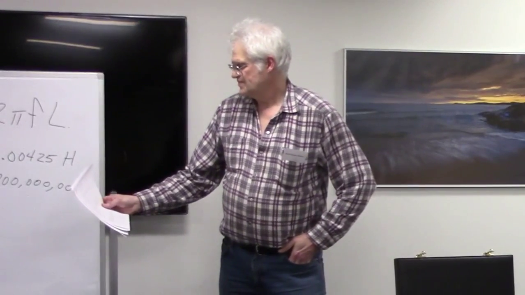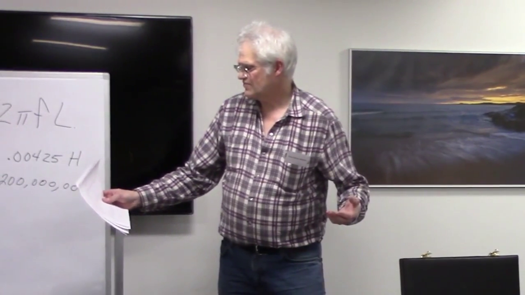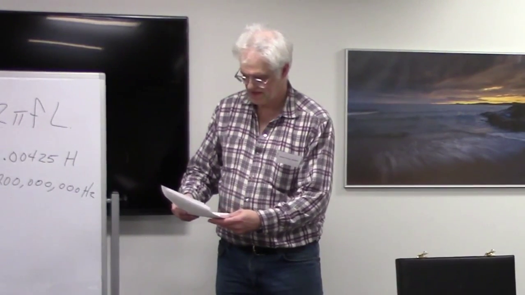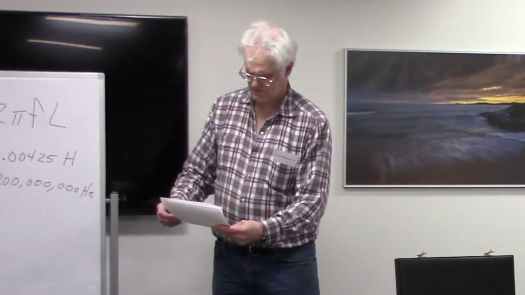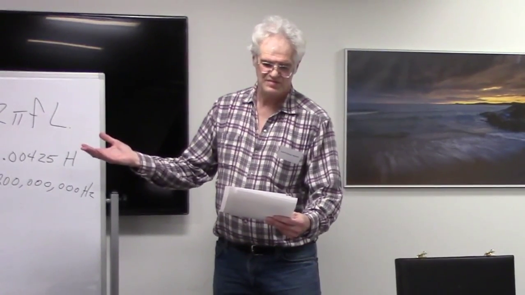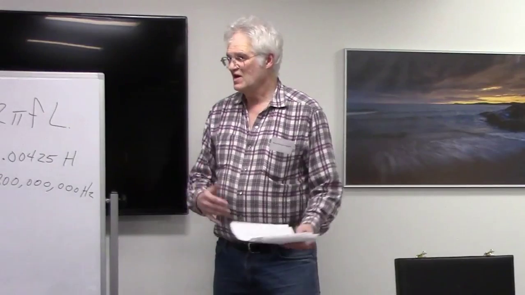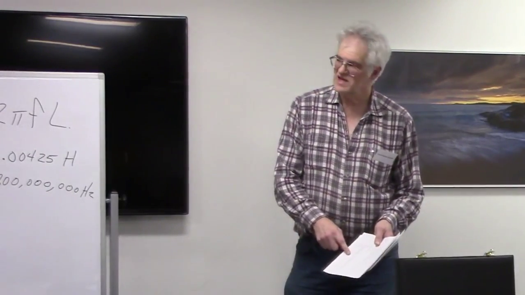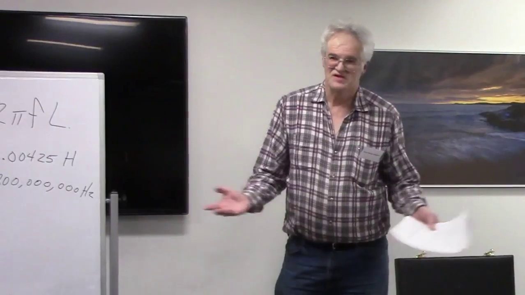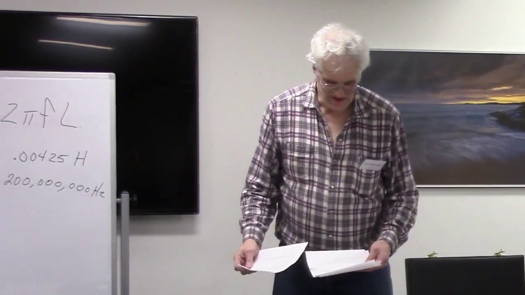Simple transformer question. A transformer operates a 6.3 volt, 2 amp light bulb from its secondary winding. The power consumed by the primary winding is approximately what? Power in is power out. So 6.3 times 2 is going to be 12.6 watts in or out. In this case, they only give you the secondary current and voltage. So you know the secondary power, and primary power is going to be the same thing. That's the answer to that question.